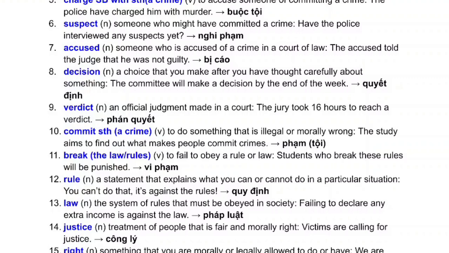Number 9. Verdict. Verdict is an official judgment made in a court. Example, the jury took 16 hours to reach a verdict.